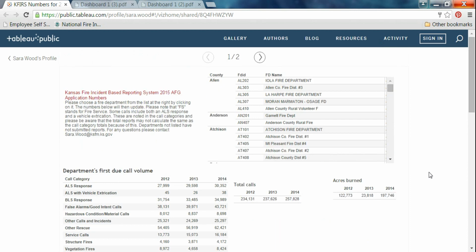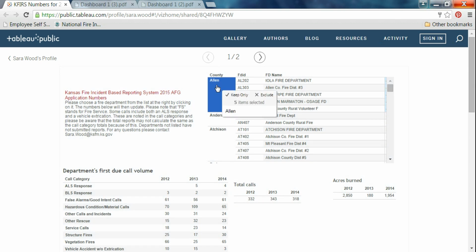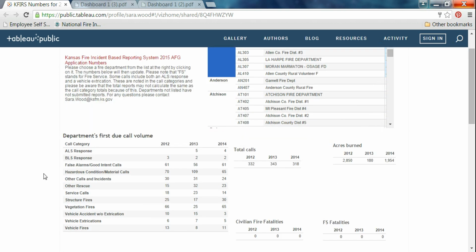If you're writing a county-wide regional grant, the statistics that they want are all together, so you've got to add everything together. So we've got Allen County. We'll just click on everything, and they add it all together here. So all those statistics are together.